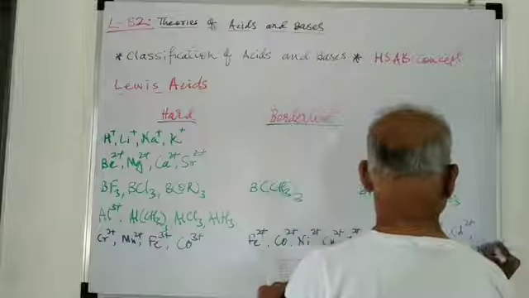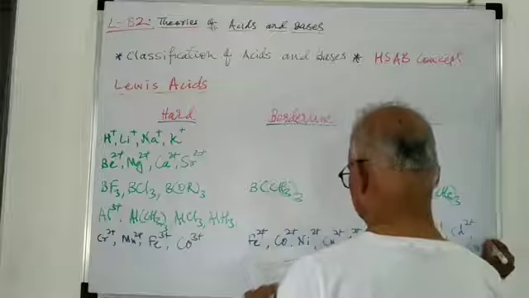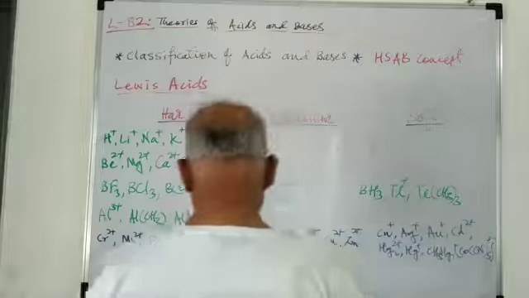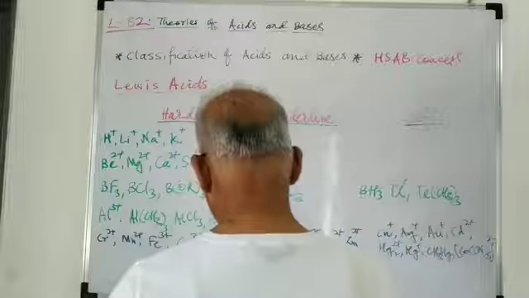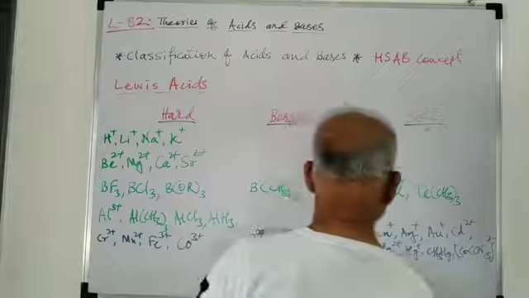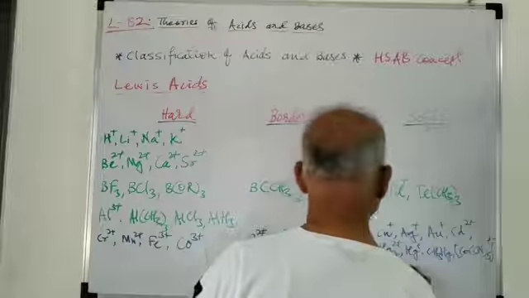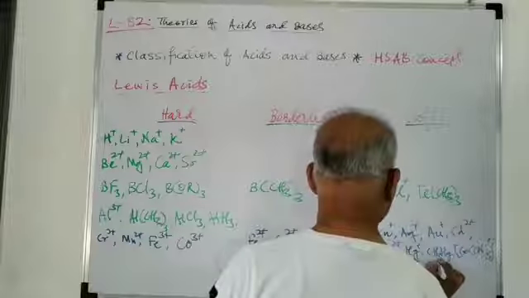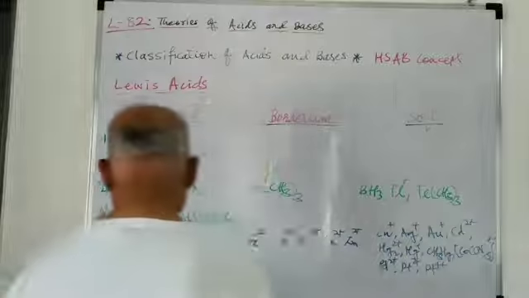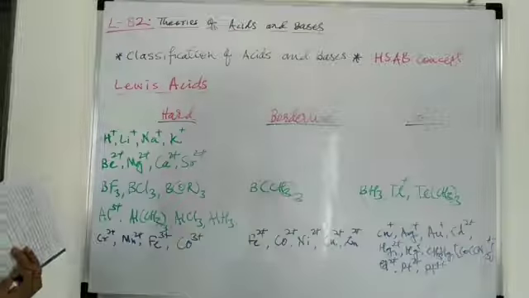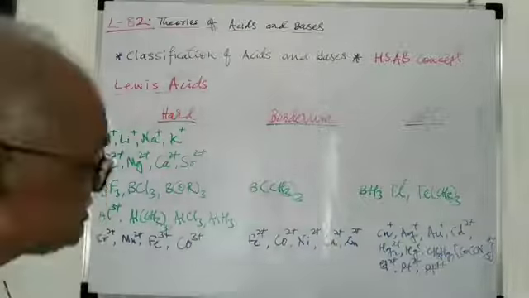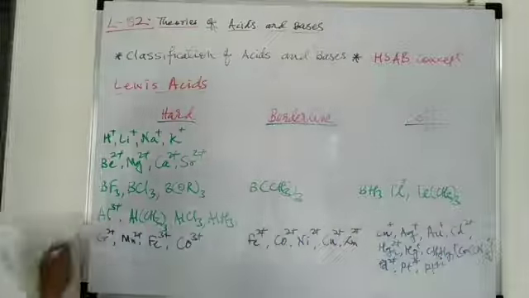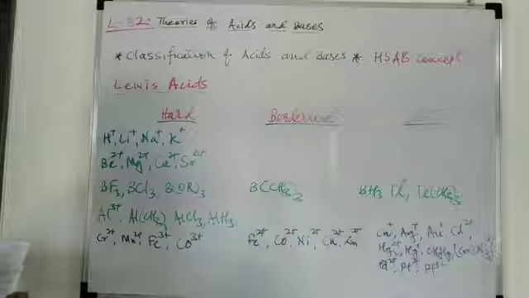then Co(CN)5 3 minus, then Pd2 plus, Pt2 plus, Pt4 plus. These are platinum ions. So this is about the soft species. Now we'll see next the hard acids.